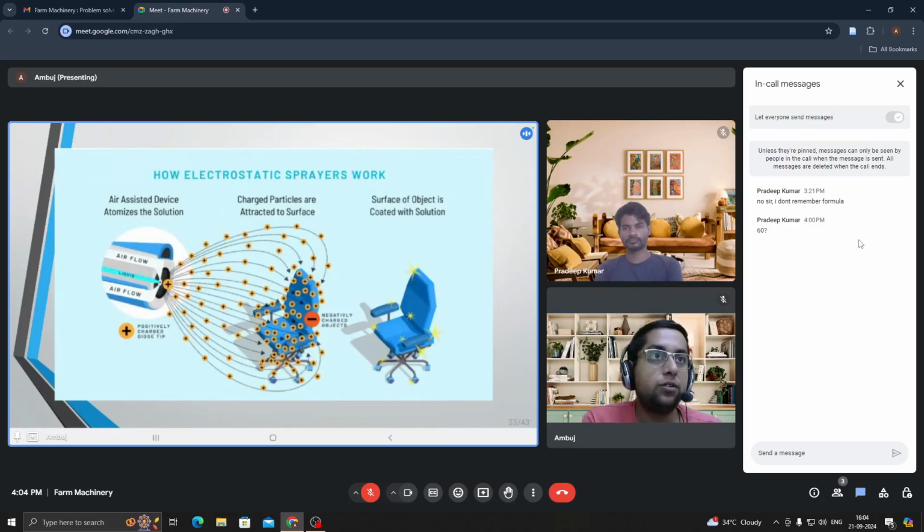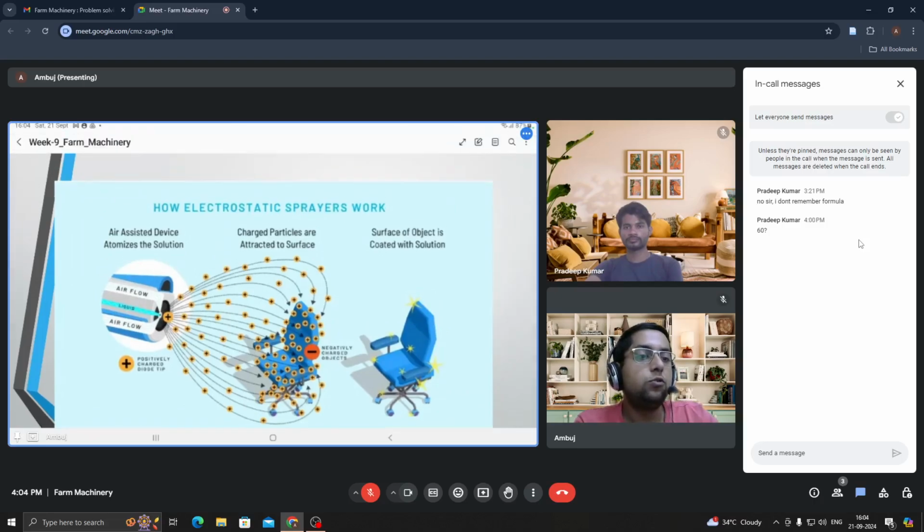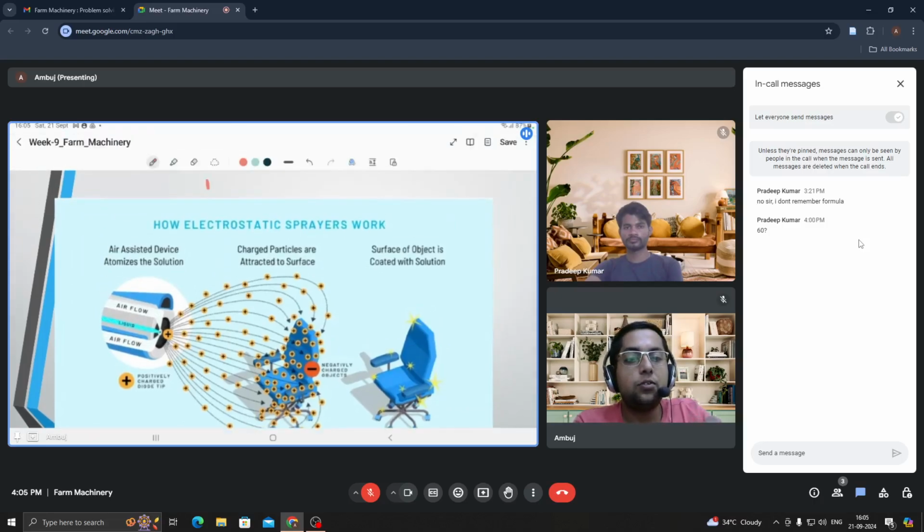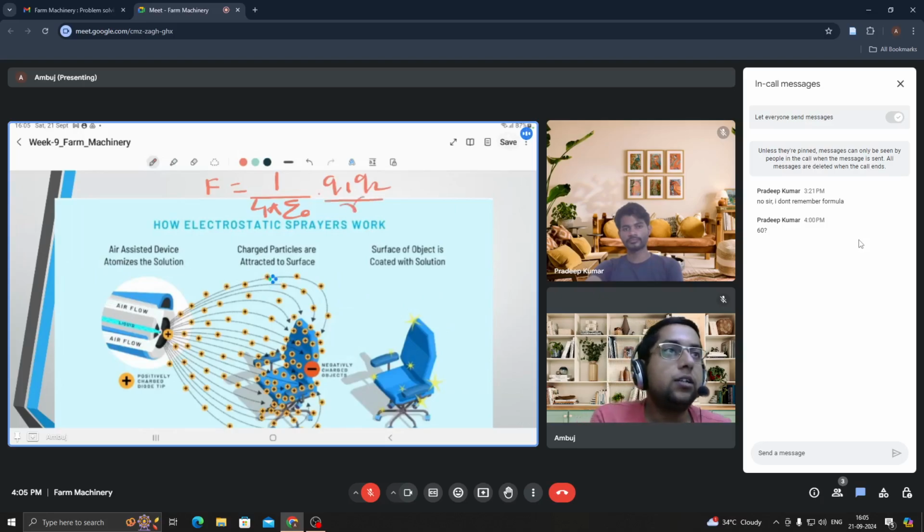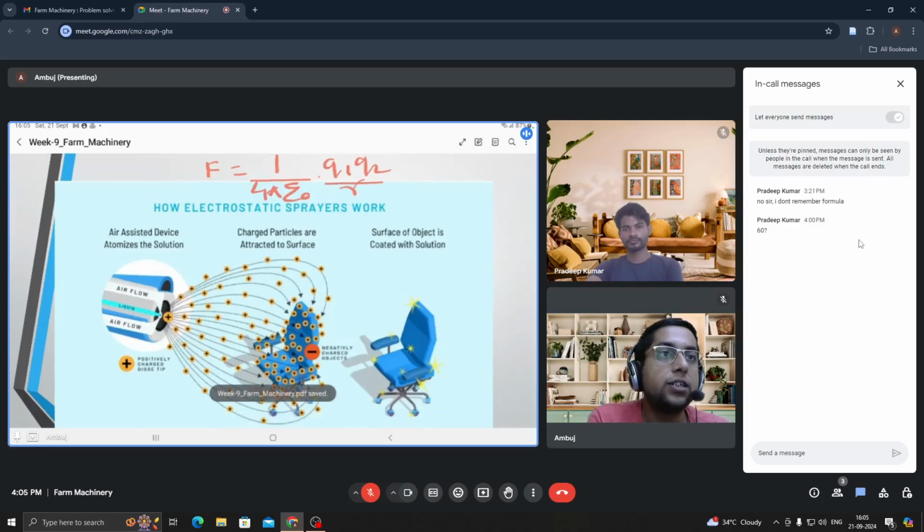which applies on both the charges, positive as well as negative, is given by 1 upon 4 pi epsilon naught q1 q2 divided by r. F is given by this formula that you must have read in your class 11th. F equal to 1 upon 4 pi epsilon naught q1 q2 divided by r. Epsilon naught is a standard coefficient. You can check the value and calculate how much Coulombic force of attraction is there.